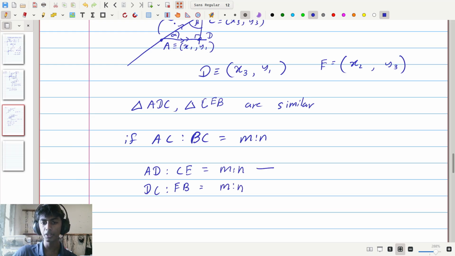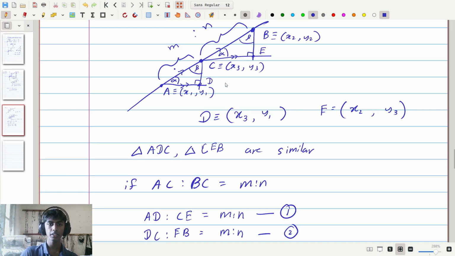I'm going to label this equation 1. I'm going to label this equation 2. And now we're going to use these equations 1 and 2 to help us find the point C.